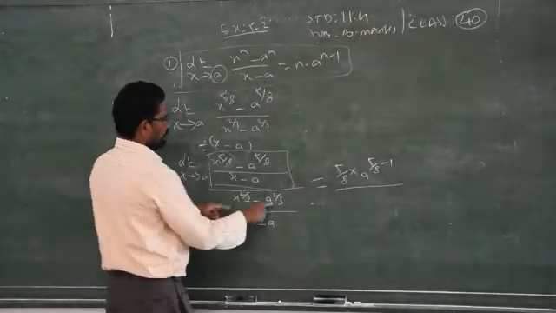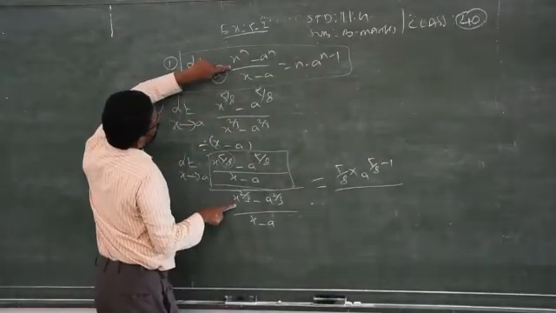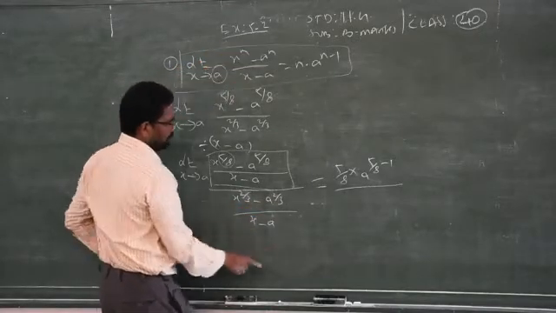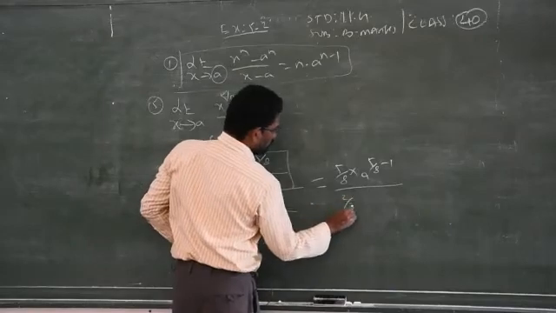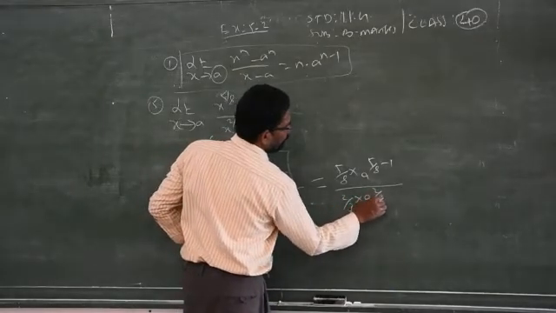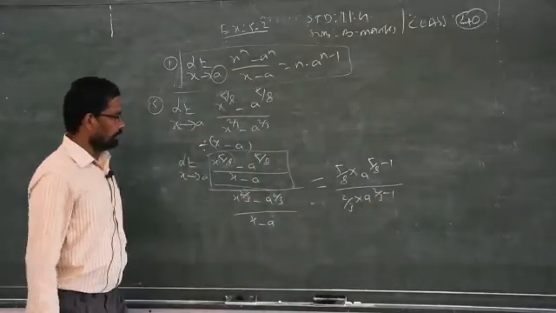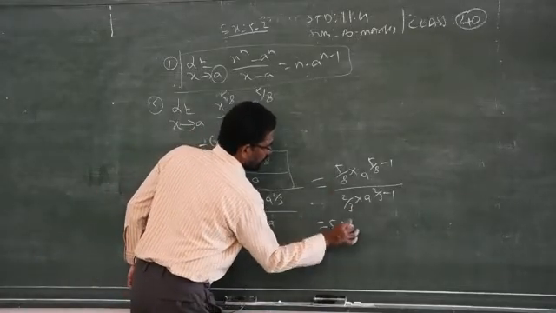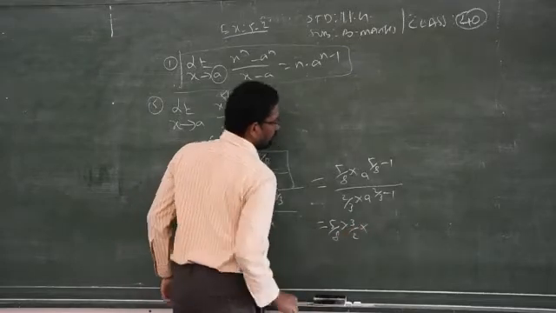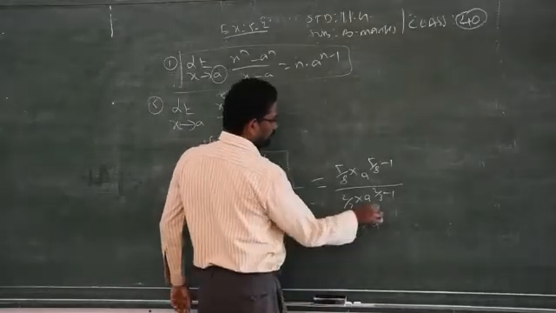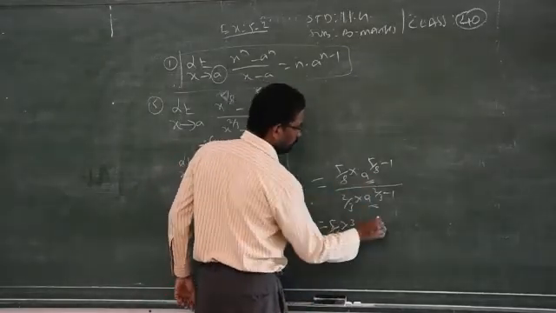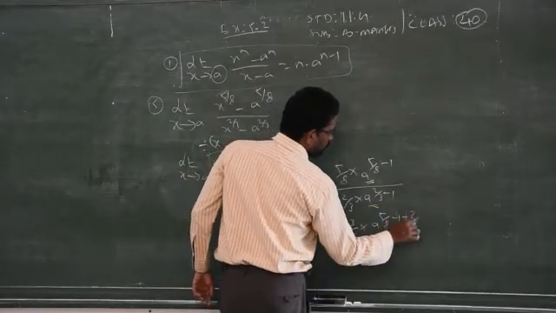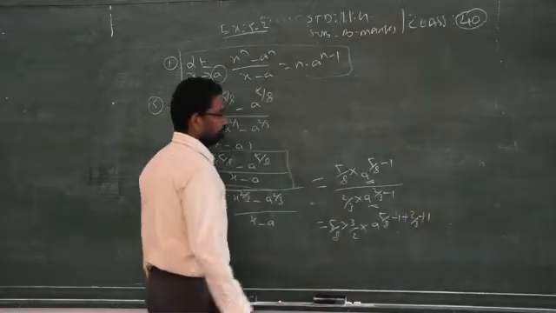Over denominator, same concept. x same base, 2 by 3. So x minus a. So what will be the answer? 2 by 3 into a power 2 by 3 minus 1. So here you have to simplify 5 by 8 into, take reciprocal, 3 by 2 into a power, when the bases are same you have to subtract, 2 by 3 plus 1.